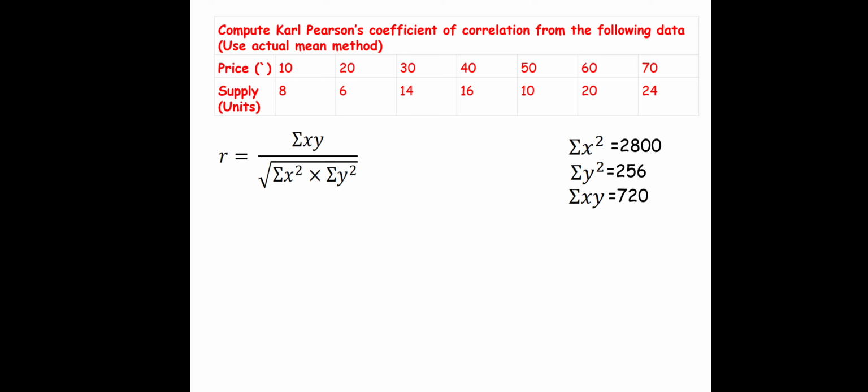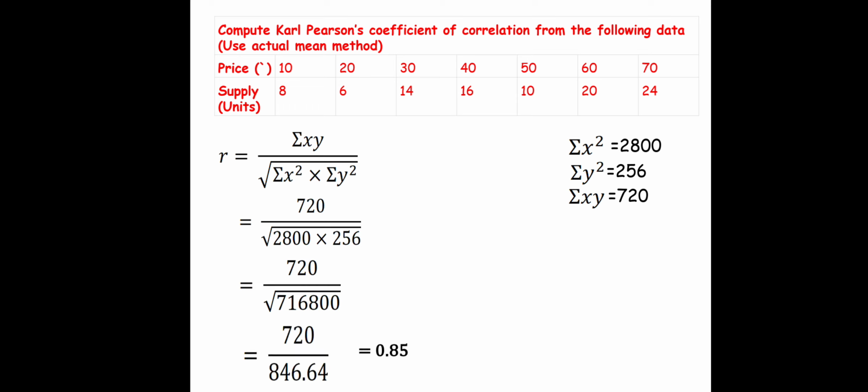Everything we have. Just you need to add all these values into the formula, that is r equals summation of xy divided by square root of summation of x square multiplied by summation of y square. Okay, you add all these things. 720 divided by square root of 2800 multiplied by 256. Go on calculating it, you get the value 0.85. So Karl Pearson coefficient is plus 0.85. Okay, so this is how you will be calculating the Karl Pearson coefficient of correlation.